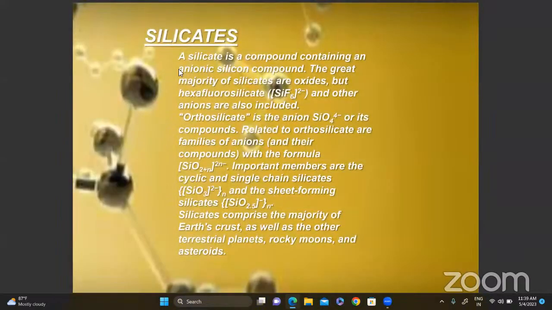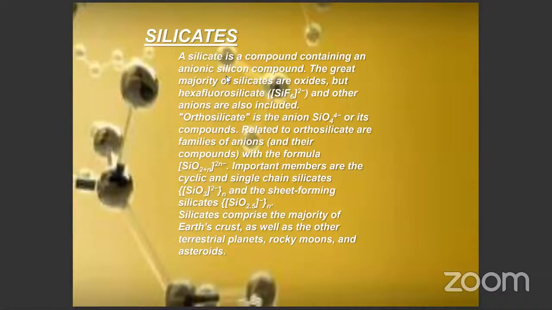Silicates. Silicates are also another compound of silicon. It is a compound containing an anionic silicon compound. The majority of silicates are oxides, but hexafluorosilicates and other anions are also included. So orthosilicate is the anion SiO4 4 minus. How it is represented is SiO4 4 minus. So it is related to orthosilicates, which are the families of anions. Anions means what? With negative charges, right?